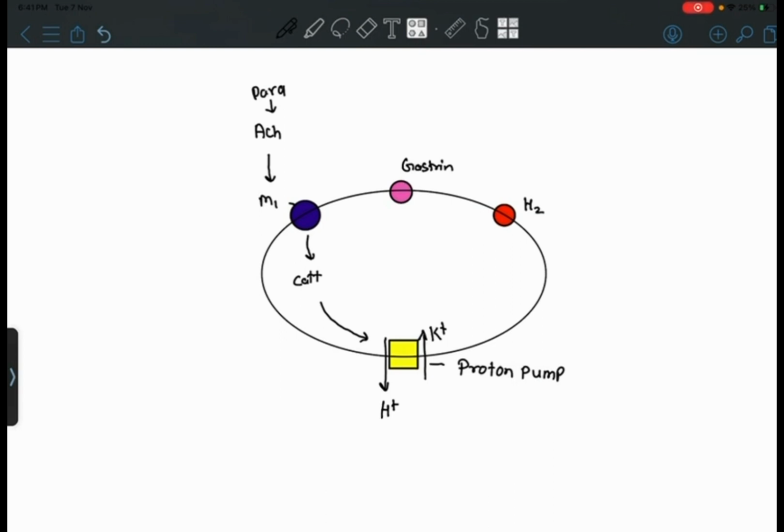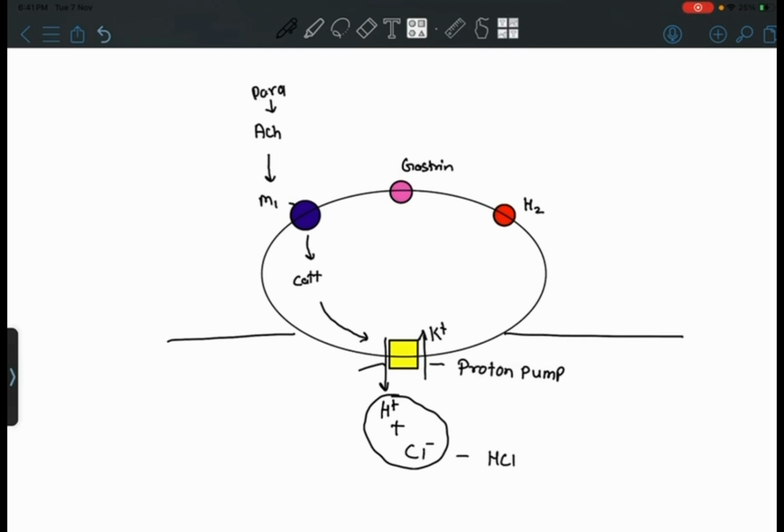Suppose this is the lumen of the stomach. As H plus ion comes in the lumen, chloride ion is present, so these both fuse together and form HCl, which is hydrochloric acid, in the stomach. So the more H plus ion, the more HCl. If this pump is getting stimulated, acid will be more in the stomach.